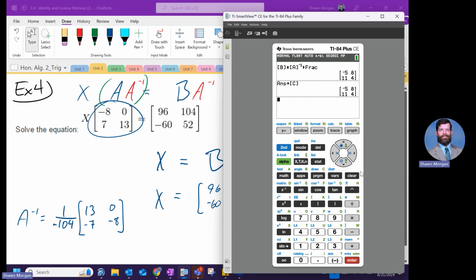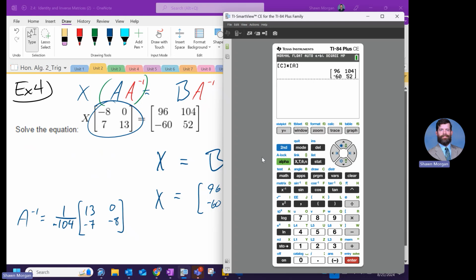Okay. Now, based on what we just figured out, I should be able to say C times A and have it equal B. Let's test that out. C times A. And looky, that wound up equaling B. So that looks good. So we can kind of self-check there. Everybody comfy?